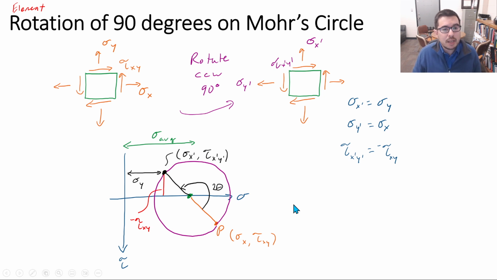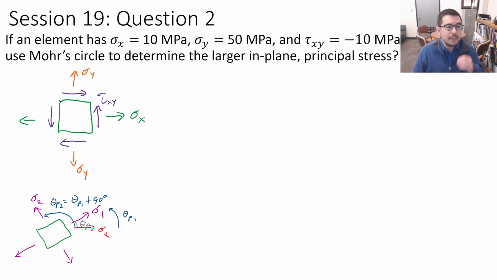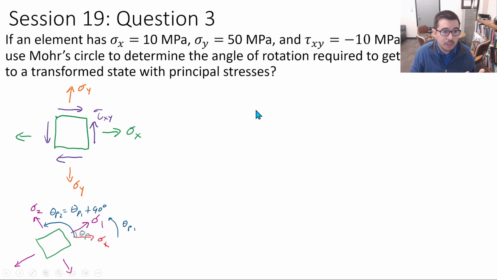So now there are some questions, a number of them, to give us some practice with rotation of material elements. Here we have sigma x equals 10, sigma y equals 50 megapascals, and tau xy equals minus 10 megapascals. Go ahead, use Mohr's circle to determine the larger in-plane principal stress. You may not have these exact numbers, but this is a chance to figure out the larger principal stress.